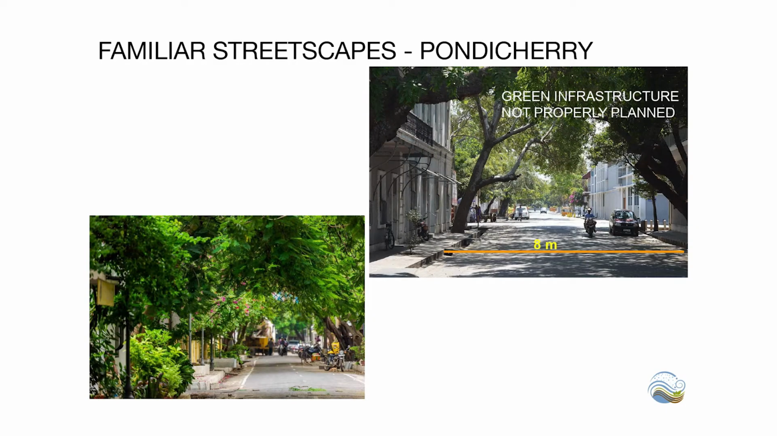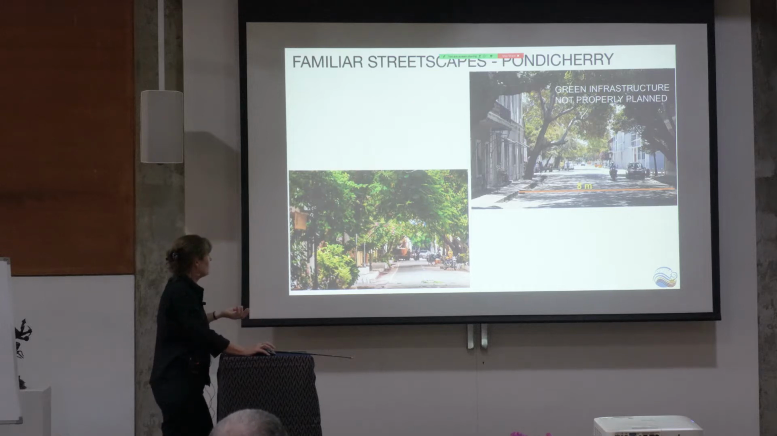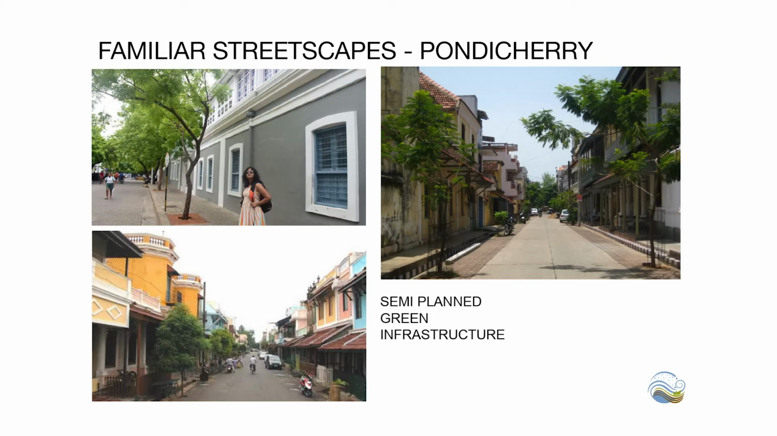Then looking into planned green infrastructure, or rather not properly planned green infrastructure, we see here in Pondi the trees have grown and the buildings are much too close, so it doesn't really work well. It gets kind of chaotic. It looks very pretty, but in the long run it doesn't work very well. There are also examples where it's semi-planned. At least they've kept some space for the trees, so this will hopefully turn out a bit better. These are just examples to guide us further as to what is already being done somewhere.